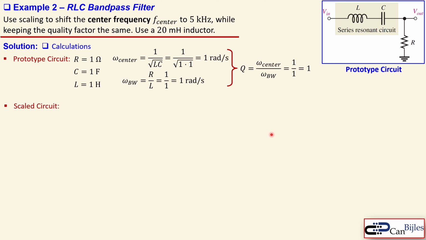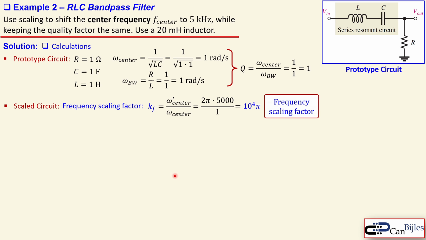We now go to the scaled circuit. For the scaled circuit, we need to first determine the frequency scaling, because that is what's happening here. The frequency scaling factor Kf is related to that shift in the center frequency. The center frequency goes up from 1 radians per second to 2 pi times 5000. That's actually this ratio. That means 2 pi times 5000 over 1, which is 10 to the power 4 times pi. This is the frequency scaling factor.